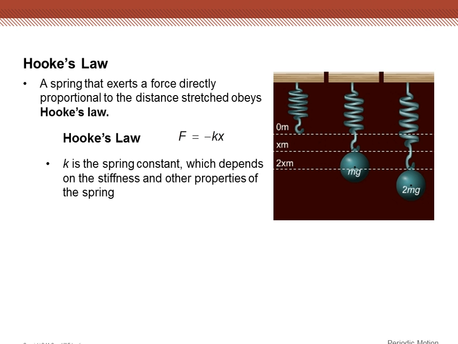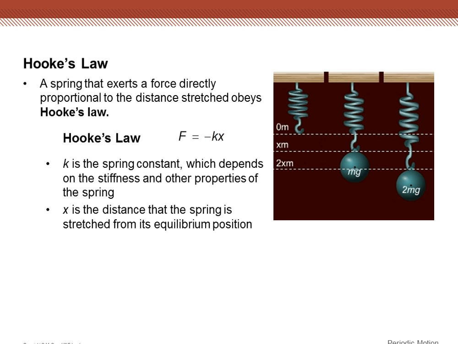And like I said, k is the spring constant, which depends on the spring itself, the stiffness of the spring, how many coils it has, all those things. It's typically going to be something that's given, or maybe we solve for that spring constant. And x is the distance that the spring is stretched from its equilibrium position.